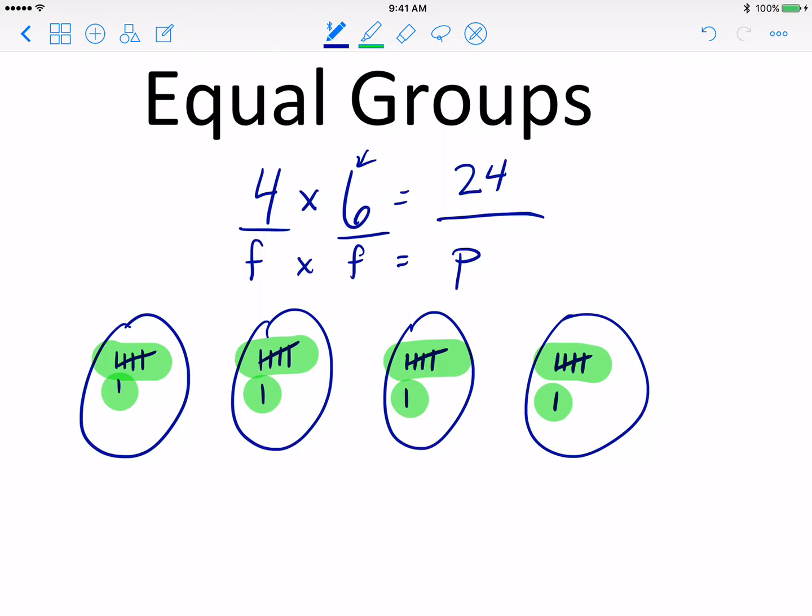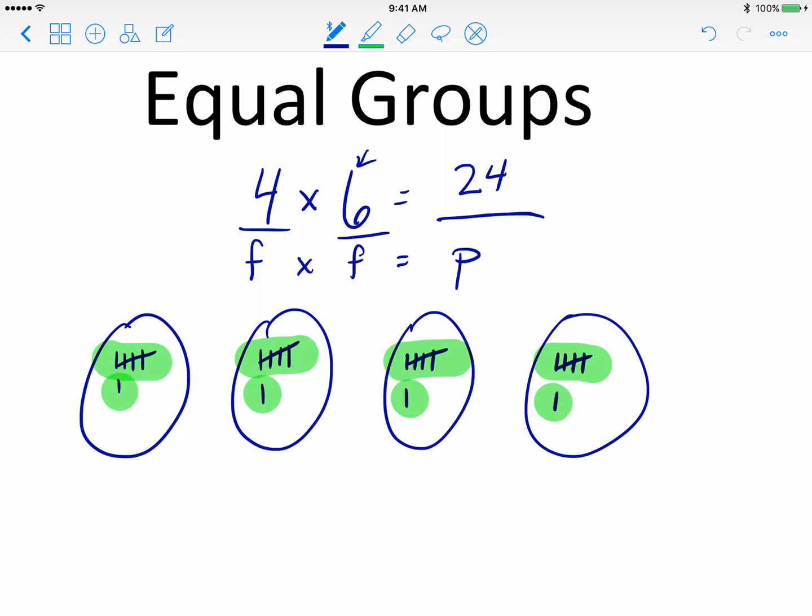And you can do this the other way as well. If you wanted to draw 6 circles and put 4 in each, we know that works as well because of the commutative property, which I'm going to talk about a little bit later. But whatever way you understand, whatever way works the best, they can both do well.